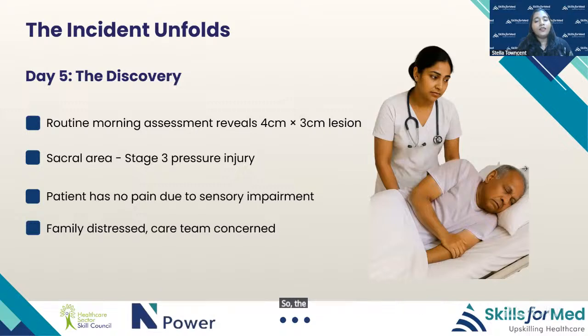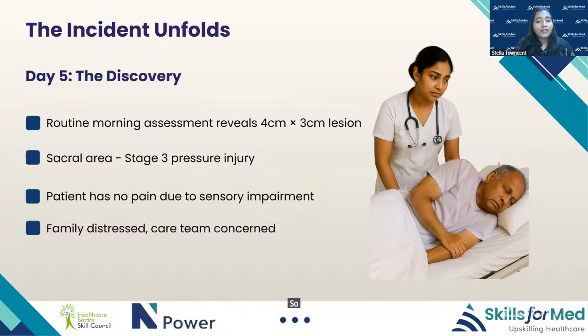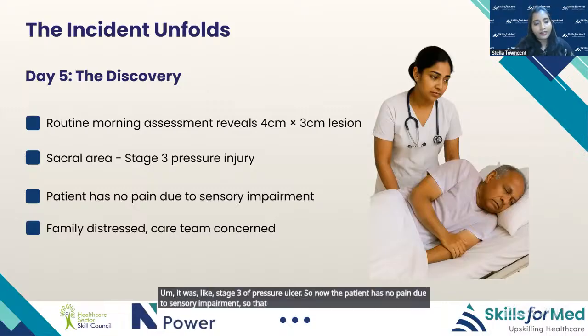So the incident, what actually happened here. On day 5, when the nurse went for the routine morning assessment, she found a lesion 4 centimeters in length and 3 centimeters in width. The lesion was present in the sacral region, and it was a stage 3 pressure injury. The patient has no pain due to sensory impairment, so he has not complained either. The family is distressed now, and the care team is equally concerned about the patient.